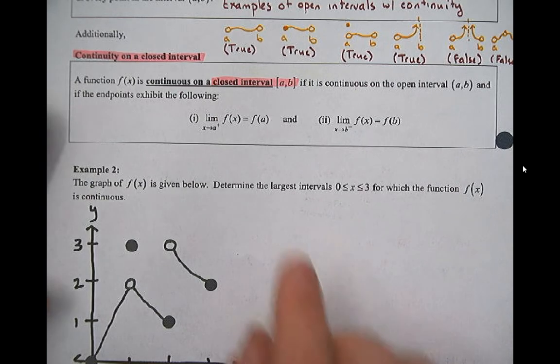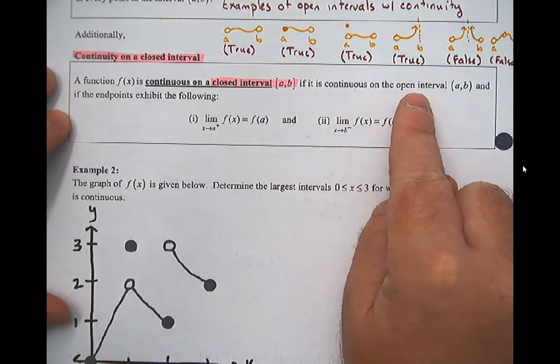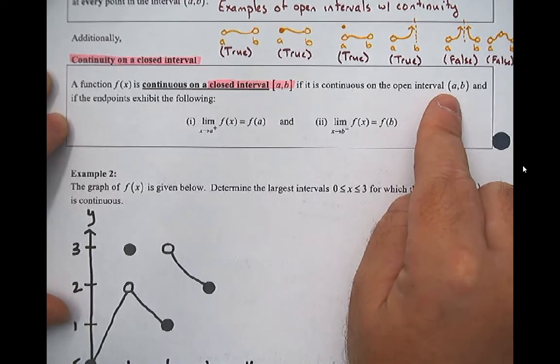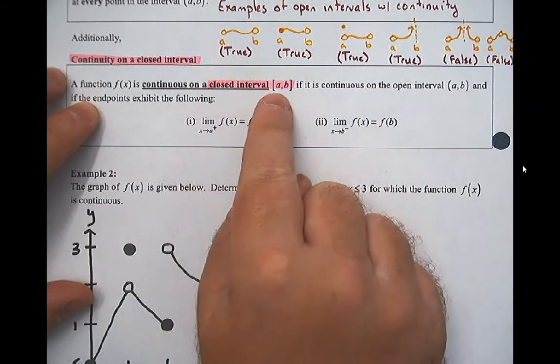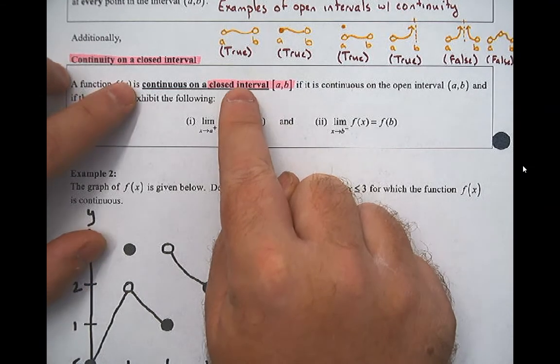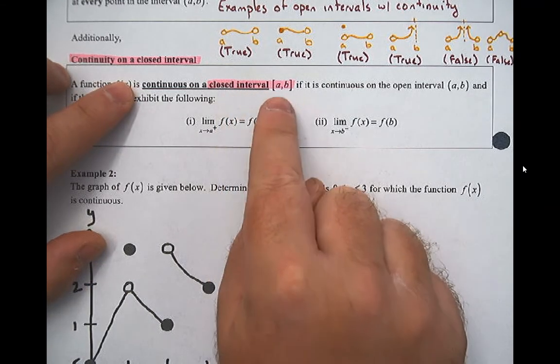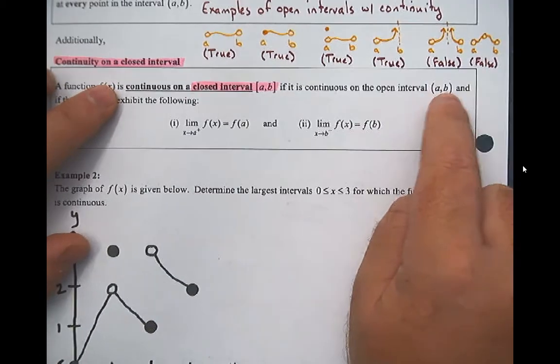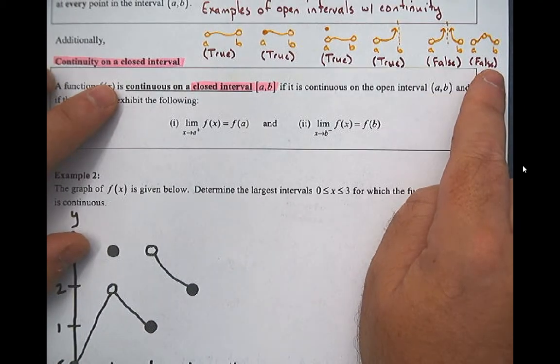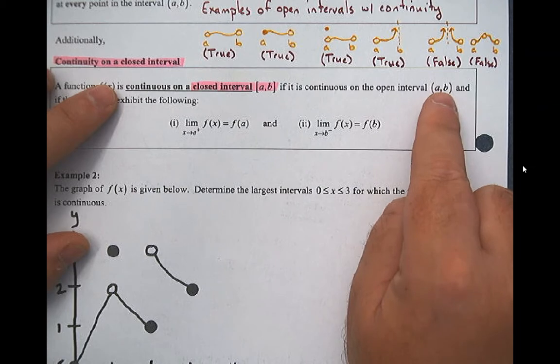This is true. Okay, so it's basically saying if you look at the open interval and you're continuous, that's step one. So basically it's saying you're going to be continuous on the closed interval if everywhere from A to B you're continuous. So if you had an asymptote in the middle of it, if you had a hole in the middle of it, right, that would not be continuous. So that's what this is saying.